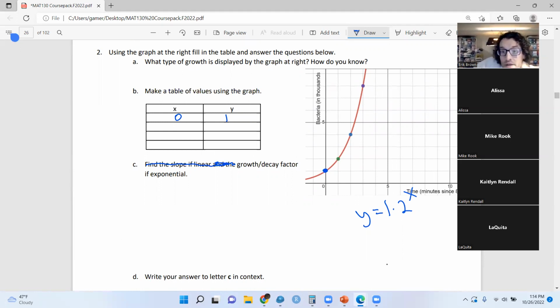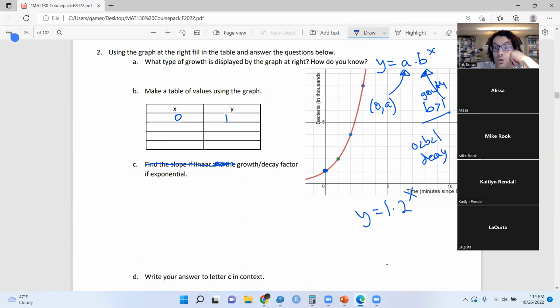So generally speaking, our little formula is this: y equals ab to the x. So this thing we write as (0, a), and that's the y-intercept. And the thing that has x as its exponent is the growth or decay factor. If it's greater than 1, we call it growth. If it's between 0 and 1, we call it decay. Okay, so then would it be 2? So 2 is a number greater than 1, so this is the growth factor. Yeah, b equals 2, and it's growth because it's larger than 1.